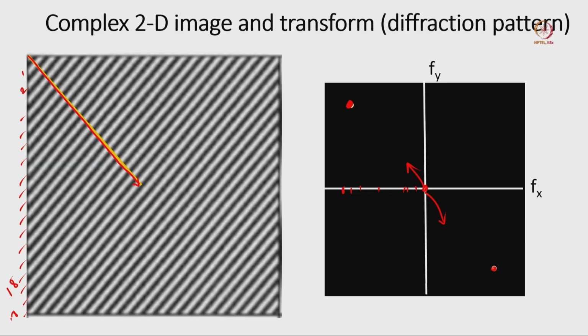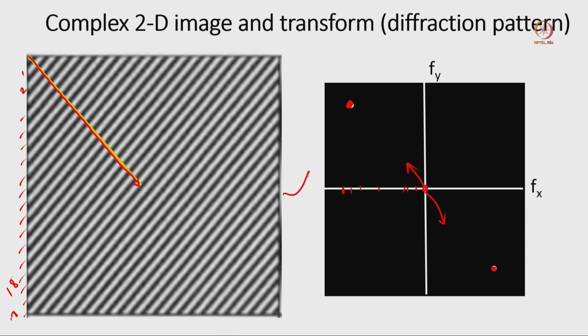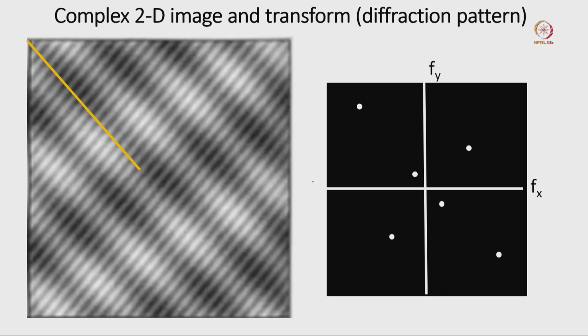Now if we merge two types of waves, so this wave and this wave together, what kind of images do we get?